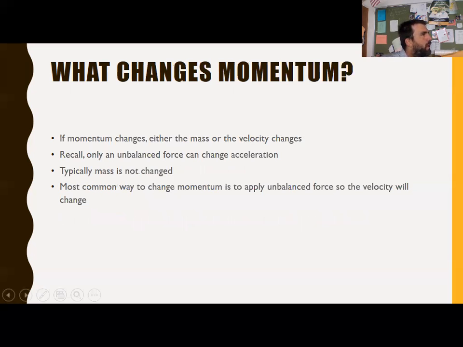What changes momentum? Either the mass or the velocity changes. Now, most of the time, you don't change the mass of something, do you? I'm not going to change my mass and change my momentum. How am I going to give myself more momentum? Run faster, speed up. So typically you don't change the mass. The most common way to change the momentum is to apply an unbalanced force, so velocity will change. If I slightly push you, give you a little bit of force, then it is going to be a little bit of momentum. If I apply a lot of force, you're going to have a lot more momentum. We're going to relate force and momentum in the next slide.